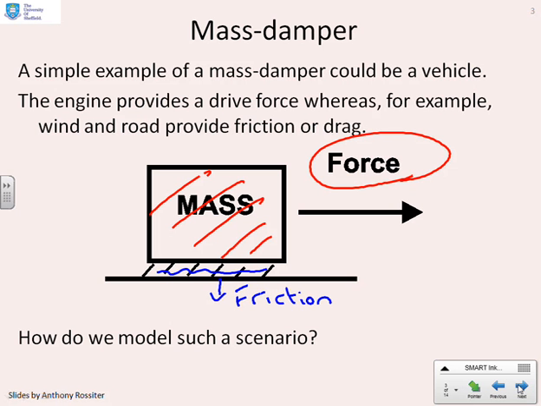So we've got a drive force from the engine, we've got friction, perhaps from the wind and perhaps from the road, and the car has some mass. What we want to do is say, how do we model this simple scenario?